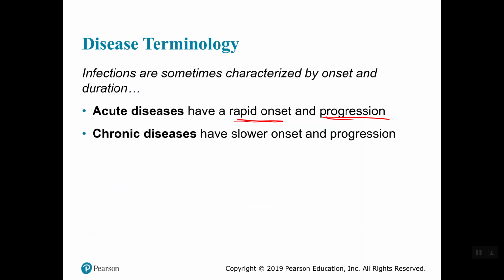Chronic diseases have a slower onset and a slower progression. So they tend to be experienced for an extended or longer period of time. An example of this would be some types of hepatitis diseases. They tend to have a slower onset and progression. Also, we talked about those infectious proteins. Those tend to have a pretty slow onset and pretty slow progression.